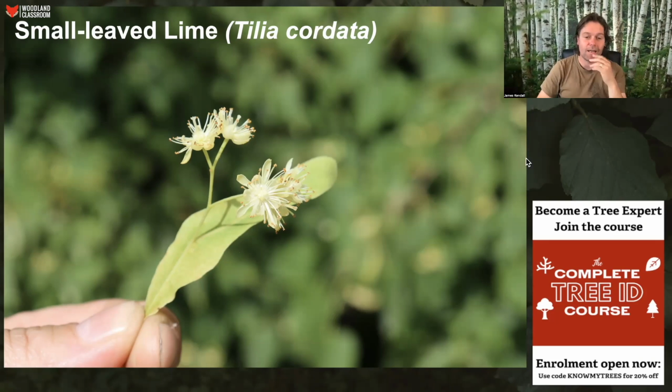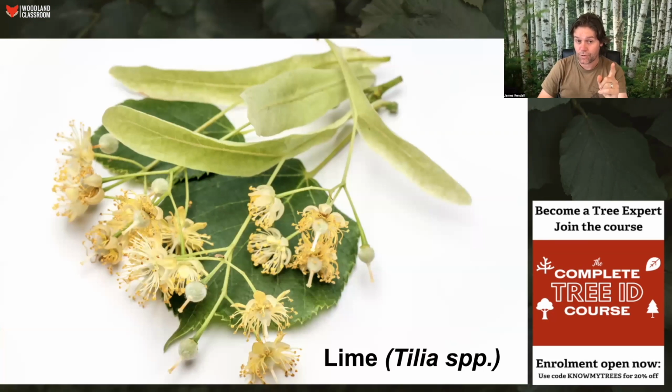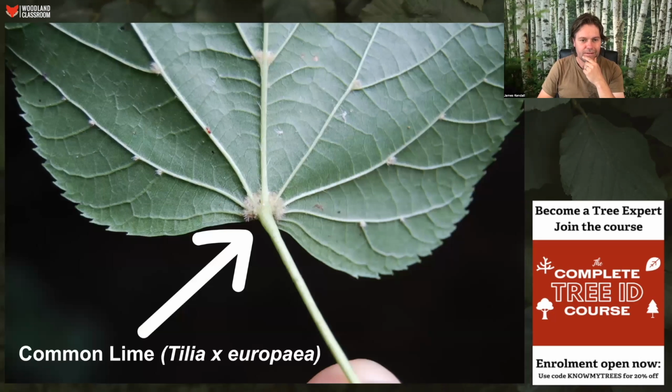But all three limes have these. So the flowers aren't that useful to tell the difference between the three, but they are useful to tell you you've got a lime. There's some lovely flowers there with the bracts as well, and the heart-shaped leaves behind.